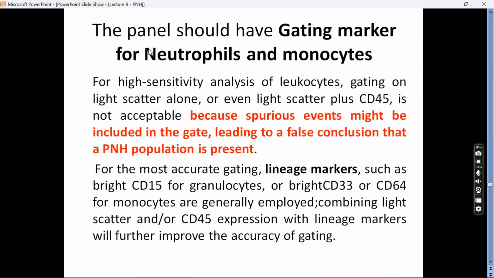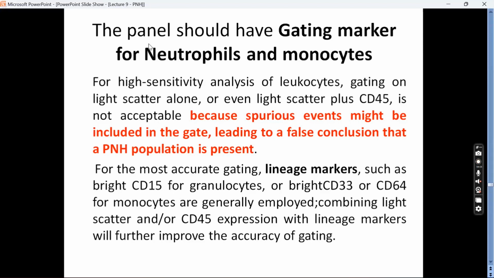Okay. Now, as we saw with RBCs, here you also need some gating markers. So can someone tell me what gating markers we can use for neutrophils and monocytes? Some wild guesses, no problem. For monocytes, CD64. Very good, excellent. Anything else, for any other markers or for neutrophils?